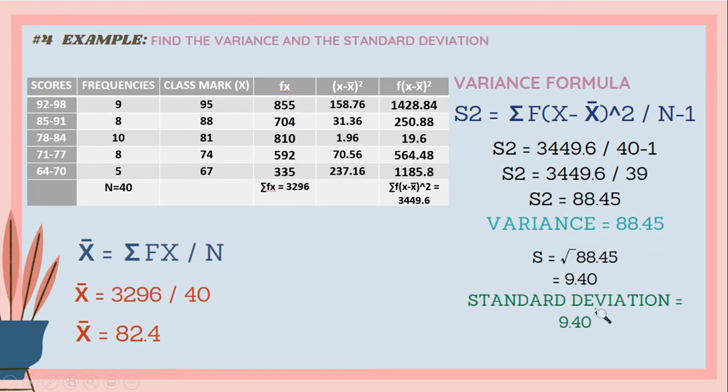And then next is the standard deviation. We just need to square root our variance. So the square root of 88.45 is 9.40. So the standard deviation for this data set is 9.40.